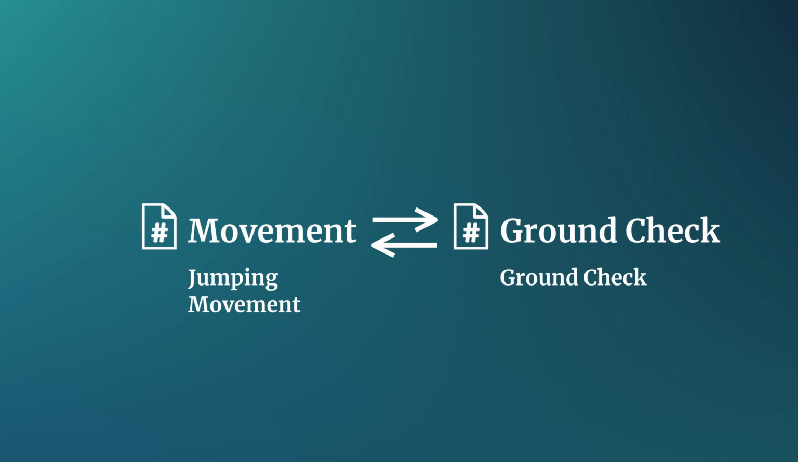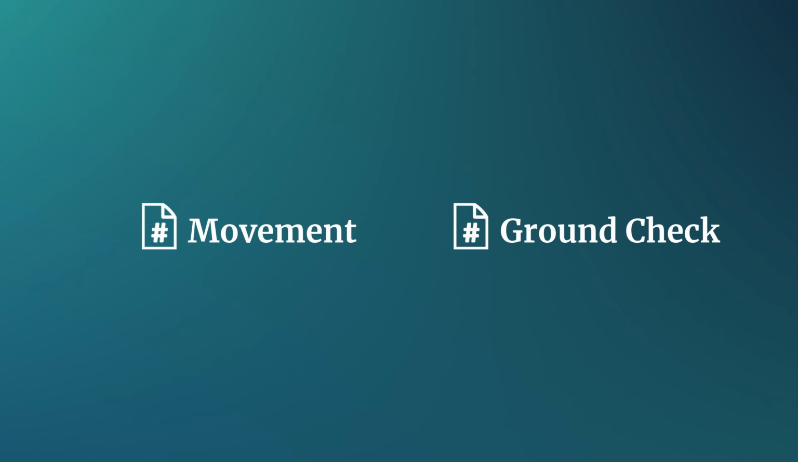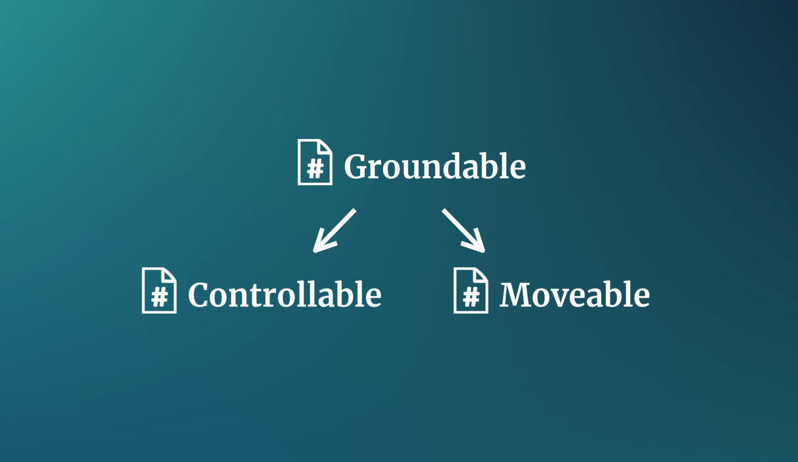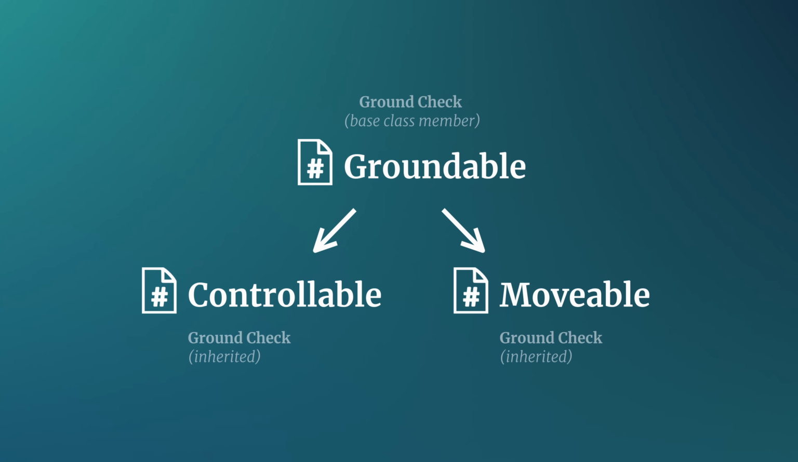But now you have to find a way for the movement and ground check scripts to communicate with each other. In this example, if it's unlikely that you're going to create any kind of movable object that doesn't require a ground check, but you may need to create a groundable object that can't be controlled, then it's possible to split out the scripts without reducing their cohesion by using inheritance. For example, a groundable base class can be used to provide ground check functionality to both derived scripts, while the logic that allows an object to be controlled only appears in one.